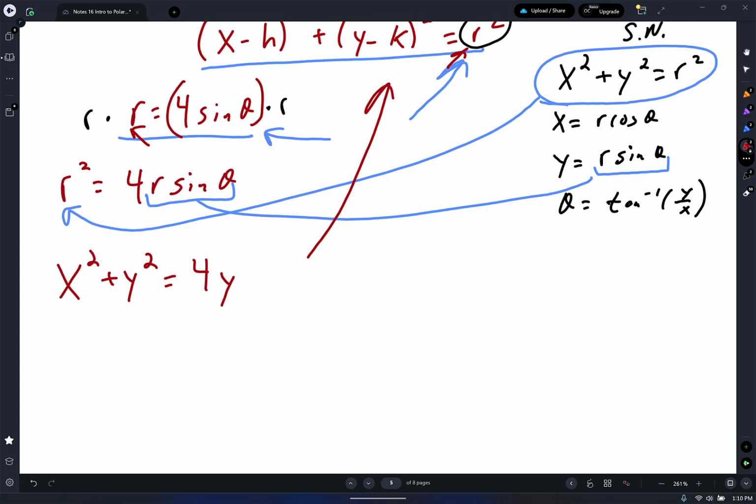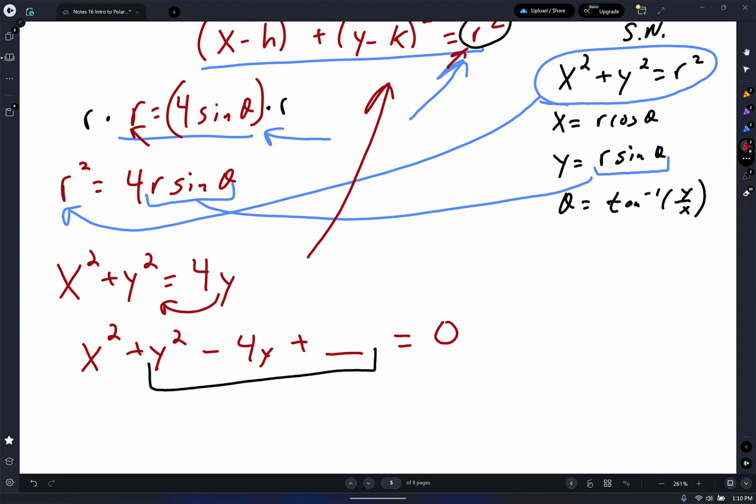So I'm going to move the 4Y to the left: X squared plus Y squared minus 4Y, plus blank, equals 0, because there's nothing on the right. I'm going to turn that trinomial into a binomial. I take the middle number and divide by 2. What's 4 divided by 2? 2. And then I square that number. What's 2 squared? 4. Whatever you do to one side, you do to the other.